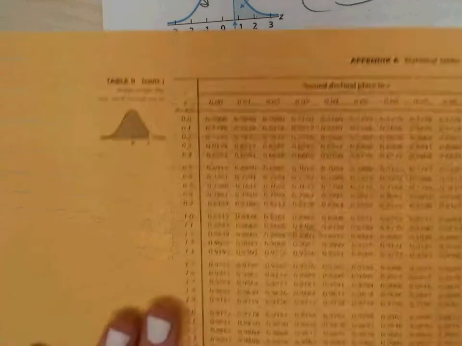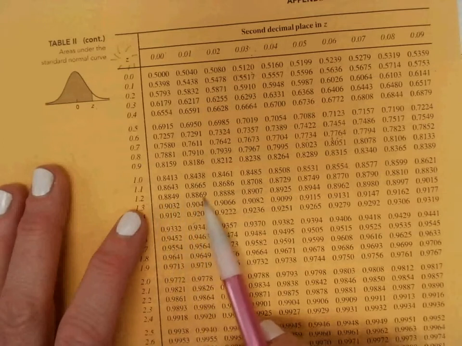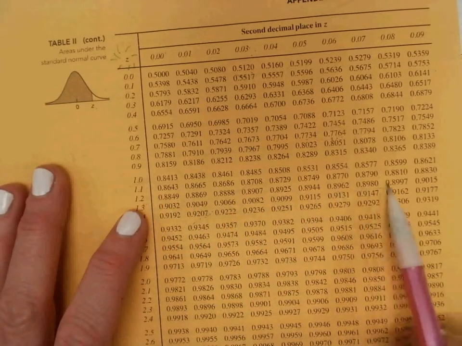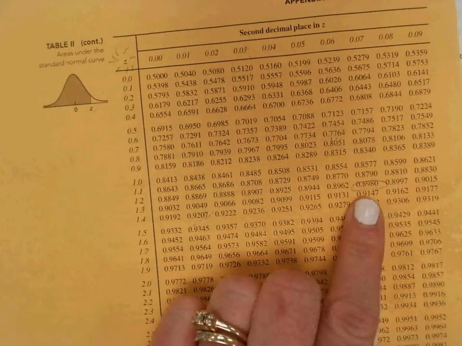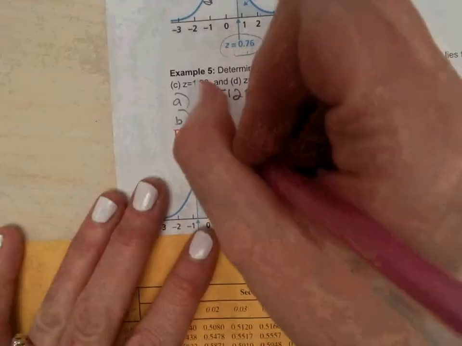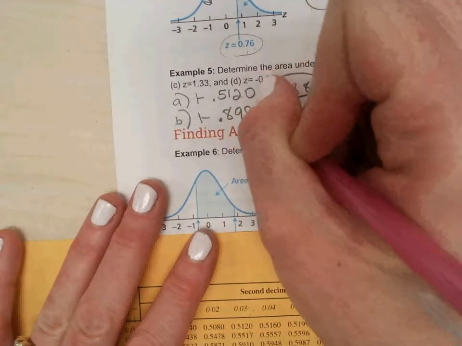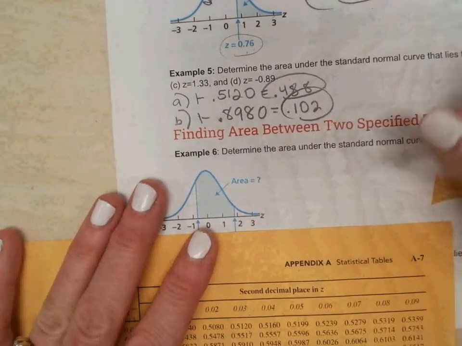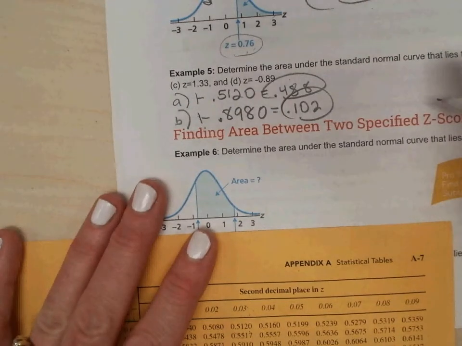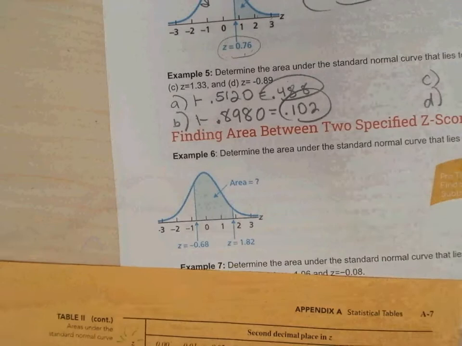And then for B, if z equals 1.27, that is 0.8980. 1 minus 0.8980 is 0.102. I'm going to let you try C and D on your own.